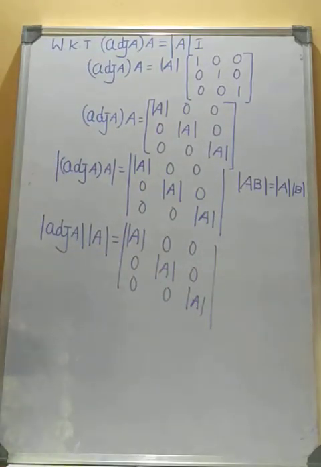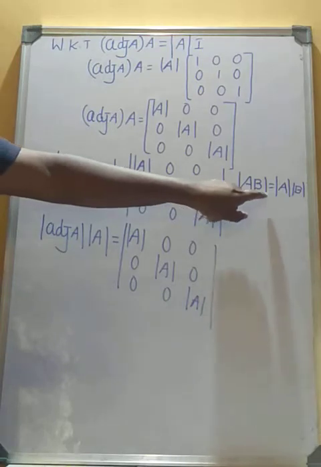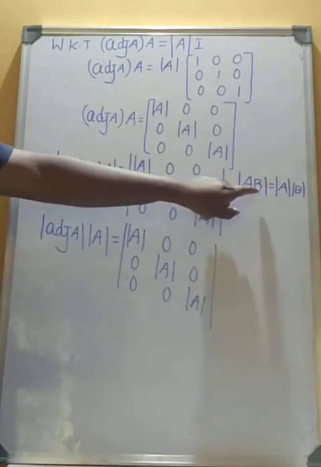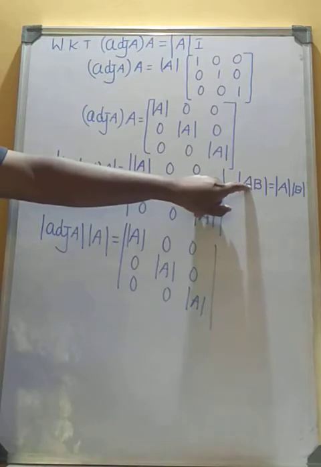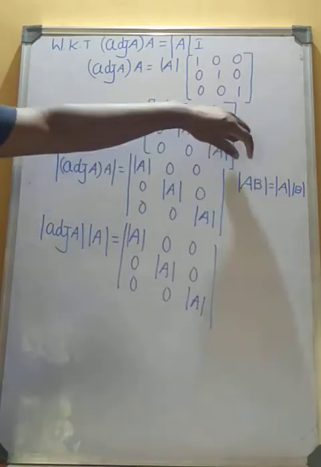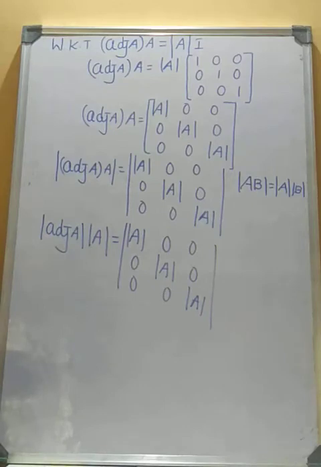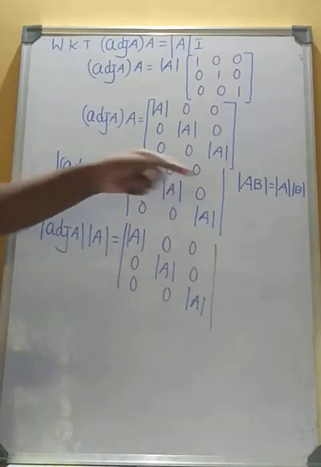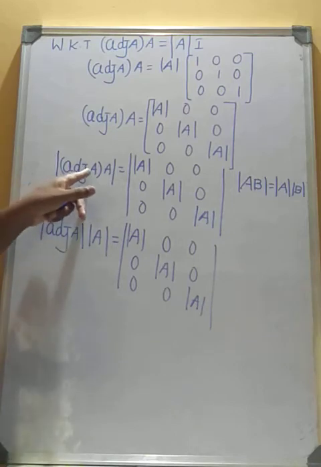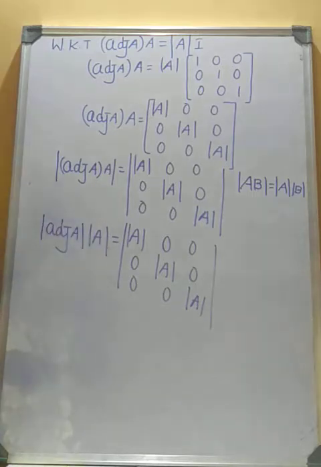The determinant of the product of matrices is equal to the product of their respective determinants, that is determinant of AB equal to determinant of A into determinant of B. So here determinant of adjoint A into A can be written as determinant of adjoint A into determinant of A. Okay.